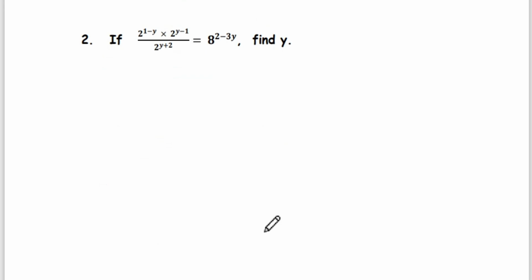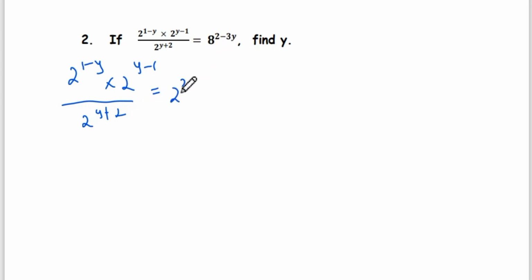If 2 raised power 1 minus y multiplied by 2 raised power y minus 1 divided by 2 raised power y plus 2 is equal to 8 raised power 2 minus 3y. Find y. Now we express this in its simplest index form. So this is 2 raised power 1 minus y multiplied by 2 raised power y minus 1 divided by 2 raised power y plus 2. 8 is the same as 2 raised to the power of 3, multiplied by 2 minus 3y.